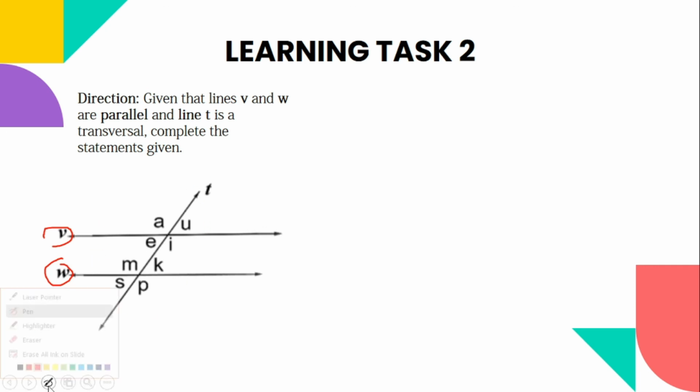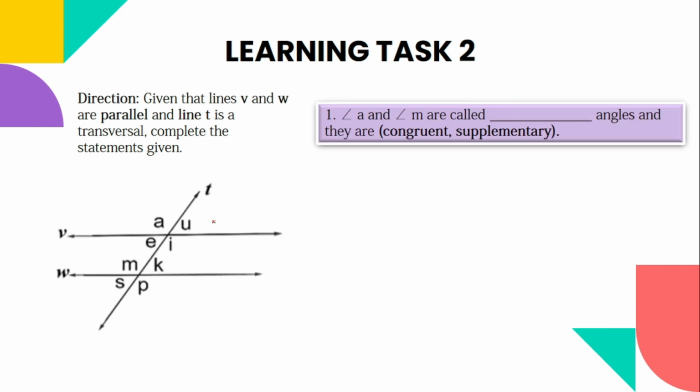The statement for number 1: angle A and angle M are called blank angles and they are congruent or supplementary. We need to choose between the two. So let's look at angle A and angle M. What is the relationship of the two? They are corresponding angles. And we said earlier, corresponding angles are congruent. Okay? Again, a reminder: this applies when the transversal cuts parallel lines. That is where the conclusions we made earlier about the relationships of our angles happen.